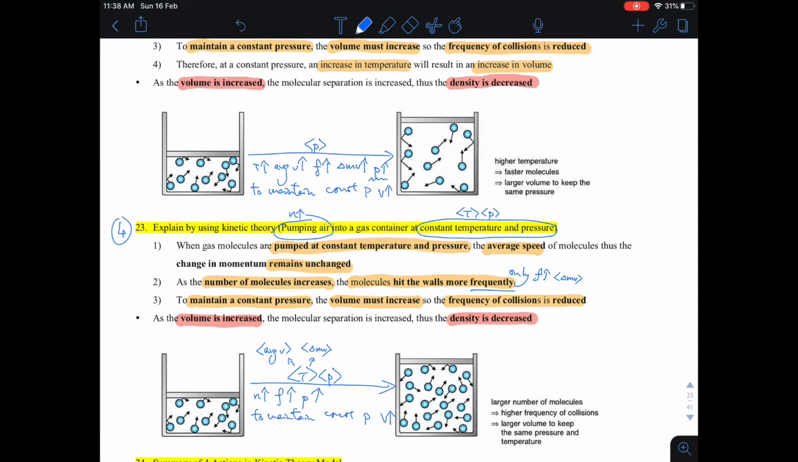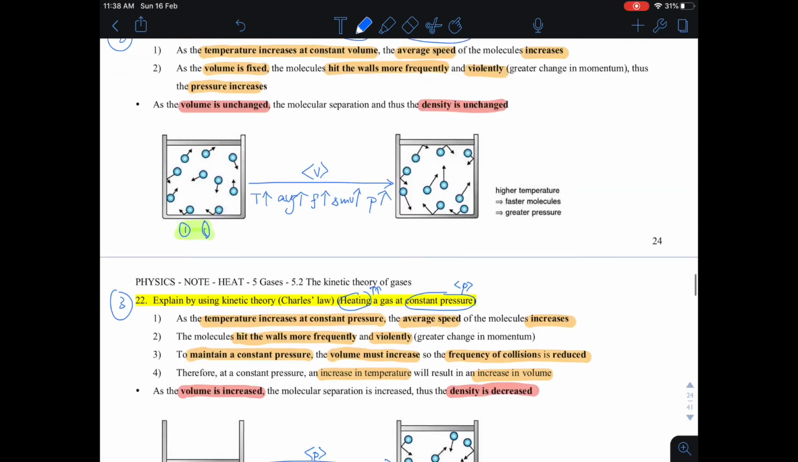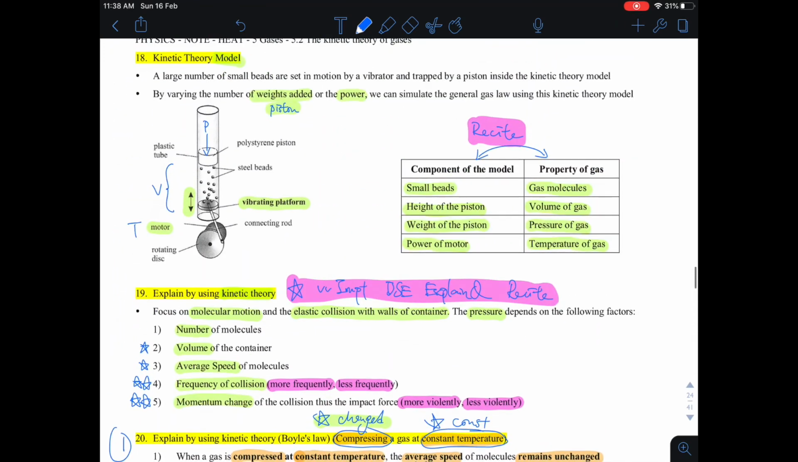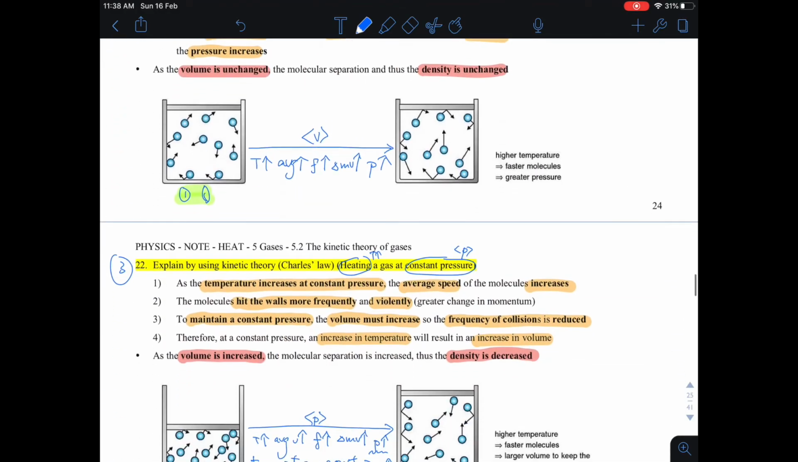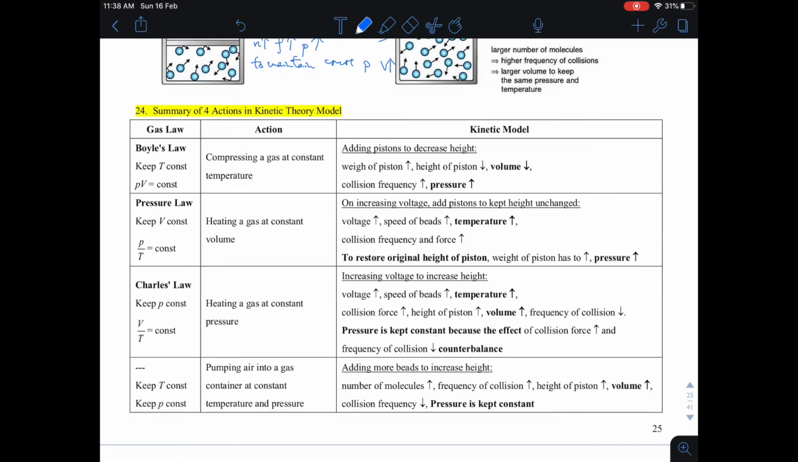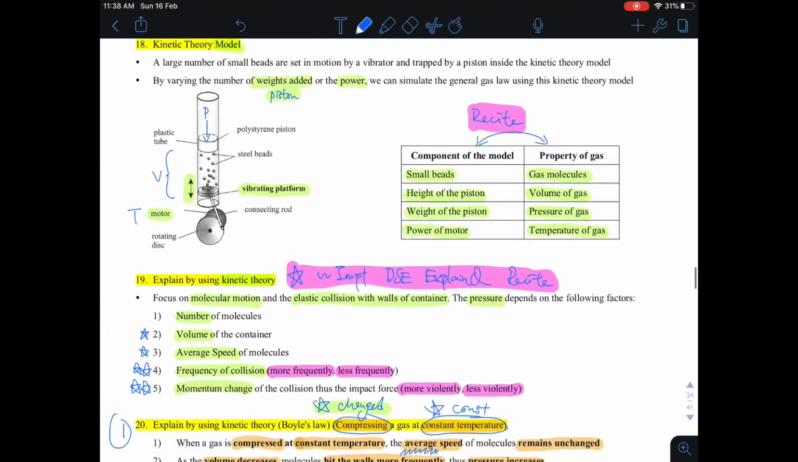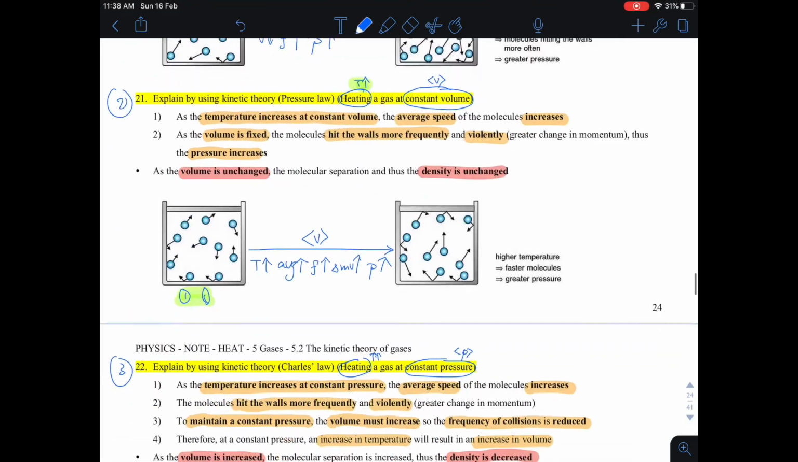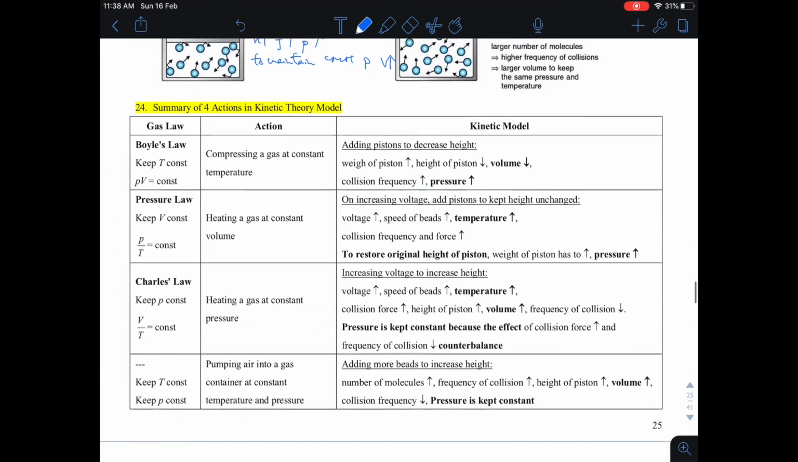And lastly, MC may also ask, now that we know the situation, can we try to use the kinetic theory model, this real-life model, to simulate all these four situations? The answer should be yes. And the key point will be, as long as you remember what component of the model represents the property of the gas, then you can follow all these concepts to explain what is going on.